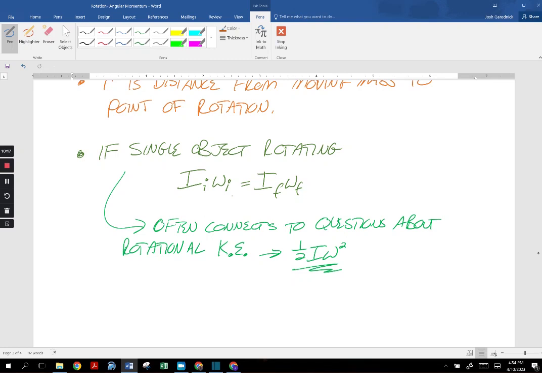Then they land, they open their arms, extend a leg. You have more mass located farther from the center of rotation, so their moment of inertia goes up and their angular velocity goes down. And one last thing, they often connect questions like this to rotational kinetic energy. So just be aware of that. I'm sure we'll cover it.